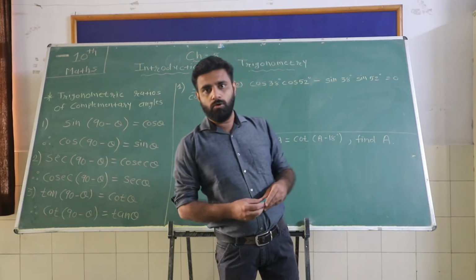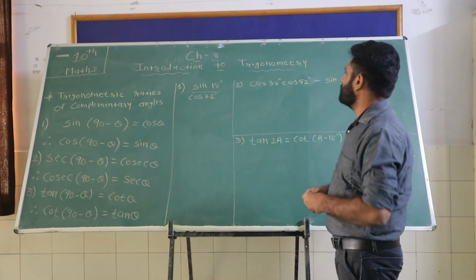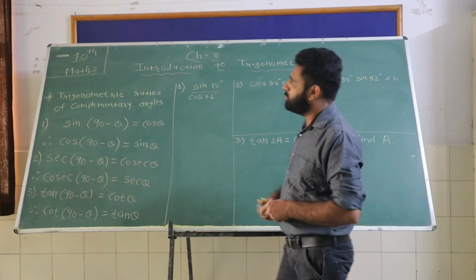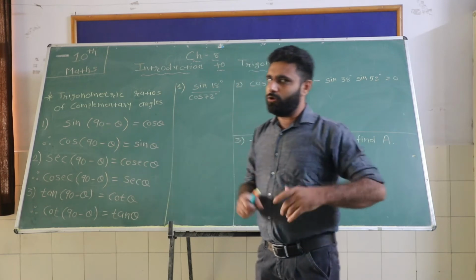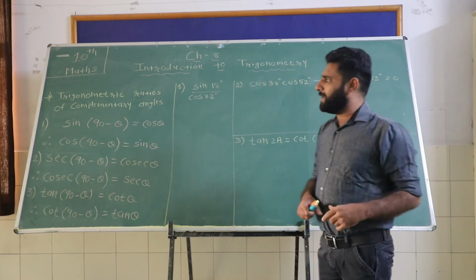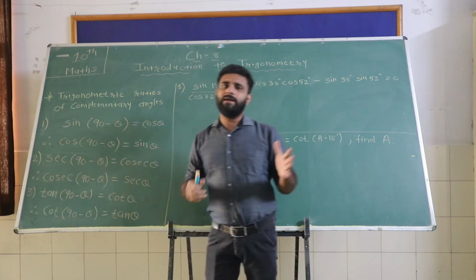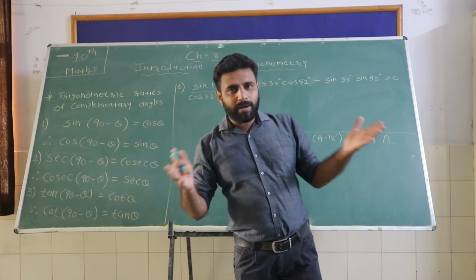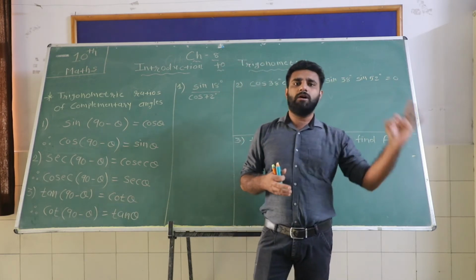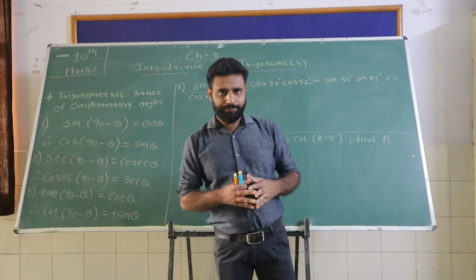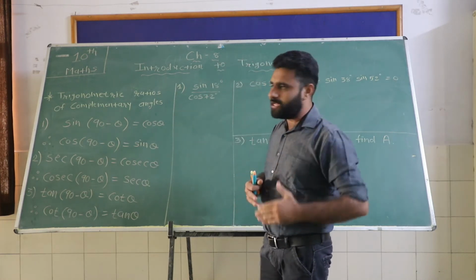So in this video we will move ahead in chapter 8, Introduction to Trigonometry, of standard 10 Maths. We are going to do the topic trigonometric ratios of complementary angles. Complementary angles means two angles whose sum is 90 degrees. So what is the relation in trigonometric ratios?